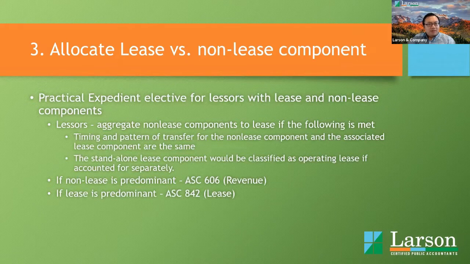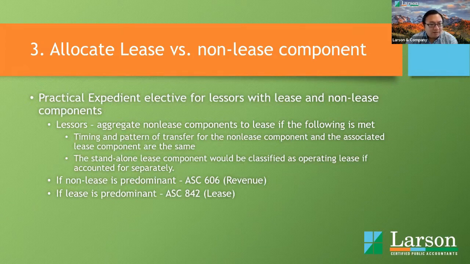There is a practical expedient that I want to mention, though. If you are applying this practical expedient for old leases during the transition time, it does allow lessors to aggregate non-lease components with lease components if the following is met: that the timing and pattern of transfer for the non-lease component and the associated lease component are the same, and that the standalone lease component would be classified as an operating lease if accounted for separately. So there is a practical expedient for lessors so that you could simplify it.